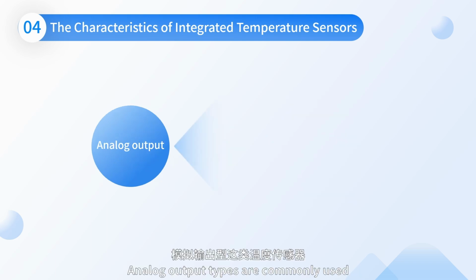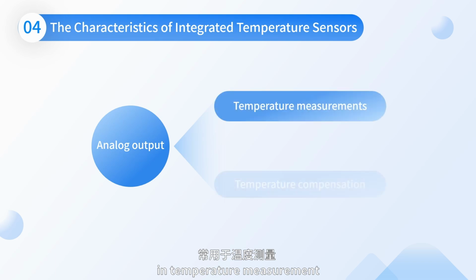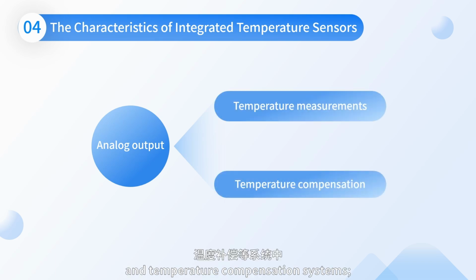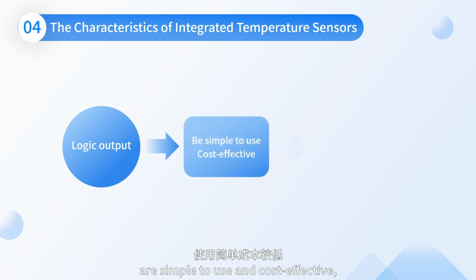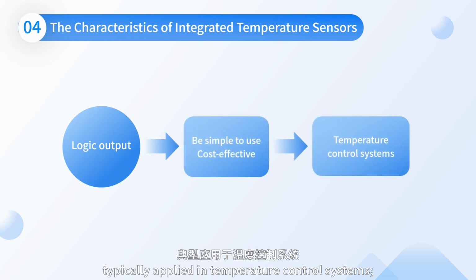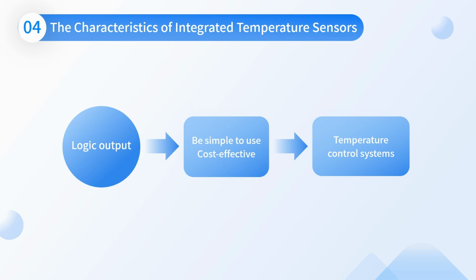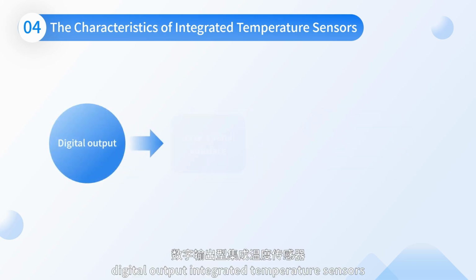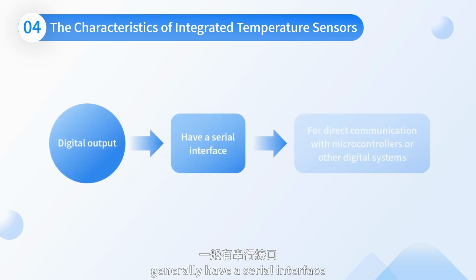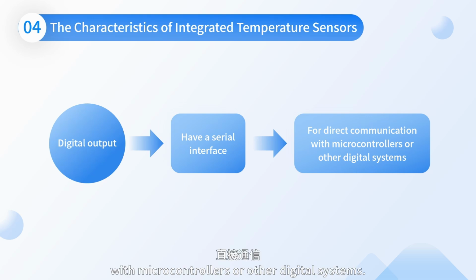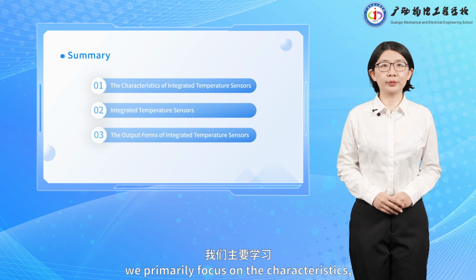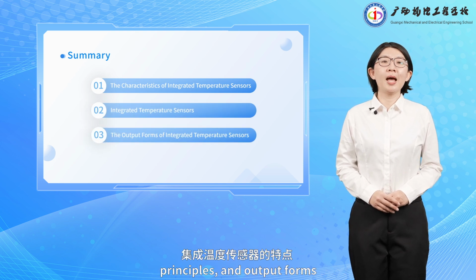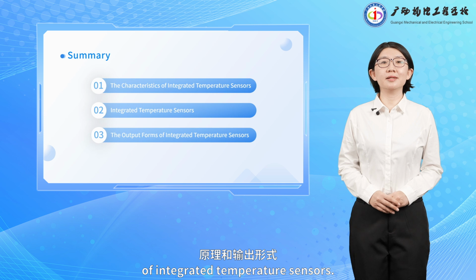Analog output types are commonly used in temperature measurement and temperature compensation systems. Logic output integrated temperature sensors are simple to use and cost-effective, typically applied in temperature control systems. Digital output integrated temperature sensors generally have a serial interface for direct communication with microcontrollers or other digital systems. In this lesson, we primarily focus on the characteristics, principles, and output forms of integrated temperature sensors.